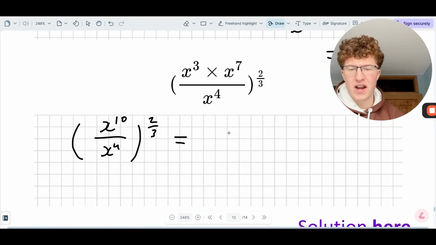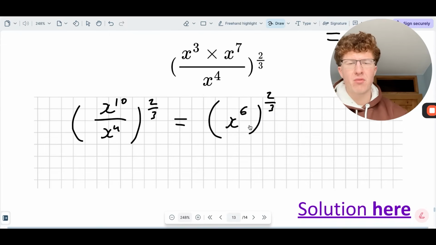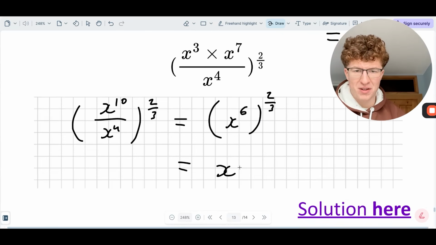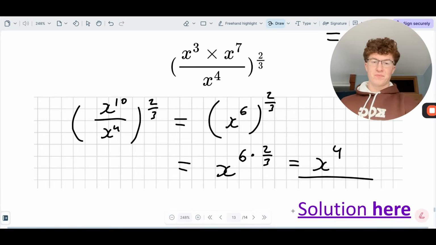That's equal to, we're dividing here, so we're going to minus the powers. We're going to end up with x to the power of 6 to the power of 2 over 3. Remember, when you have something to a power, we can just multiply the powers. So that's going to be x to the power of 6 times 2 over 3. And 6 times 2 over 3 is just going to be 4. So it's x to the power of 4 is the final answer there.